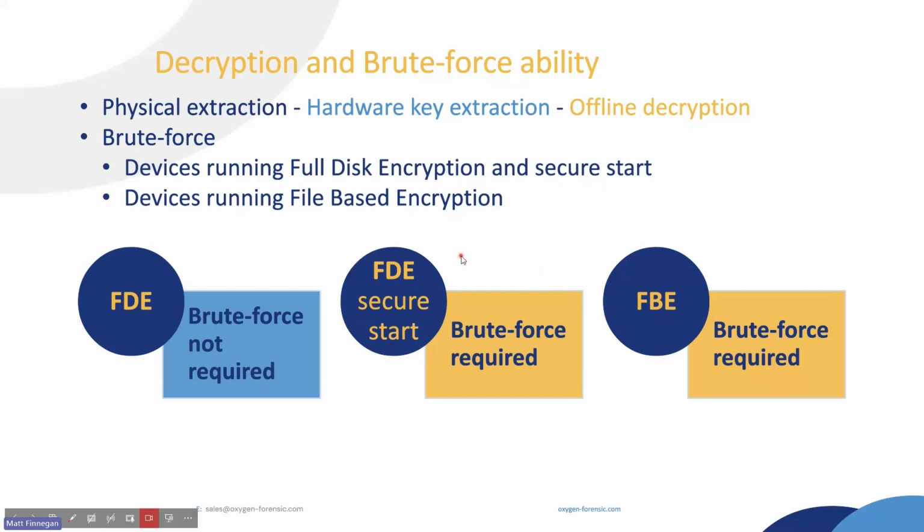The way that we do that is we do a physical extraction, we do hardware key extraction, and then we do the decryption offline. That allows us to do password recovery for devices that are running full disk encryption and secure start, where you do need to recover the password. You cannot just bypass the user password. So we can do that recovery offline with password recovery attempts like dictionary attacks or brute force attacks. This is more common for newer devices that are running file-based encryption, where we also need to recover the password to decrypt the device.